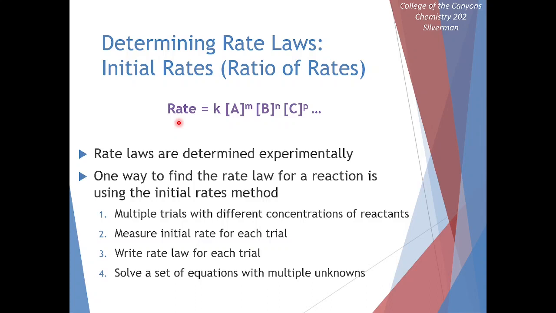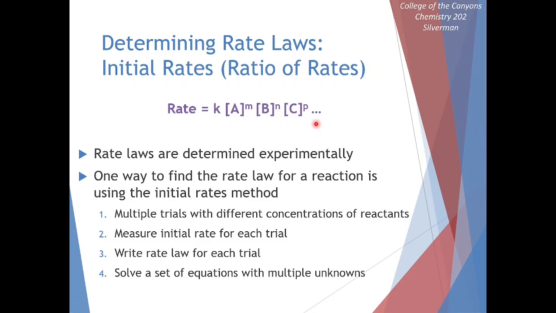What we also need to know is the initial concentration for our reactions. If we can measure that reaction rate and the initial concentration, that will tell us some of the unknowns in this equation. In order to solve our math problem, we need the same number of equations as we have unknowns. If we know the rates and we know the concentrations, we're going to need to do multiple trials in order to solve for the rate constant and all of these exponents.